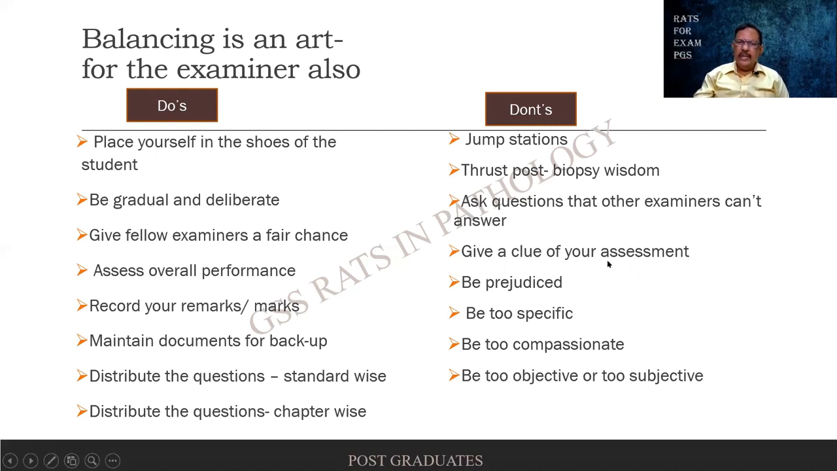You should not actually give a clue regarding the assessment. You're doing well, fine, keep it up, etc. should not be said. They should not be prejudiced, be too specific or too compassionate also. Don't worry, it is a problem for all. Such things should not be said. And they should not be too objective or too subjective. These are all certain things for the examiners.